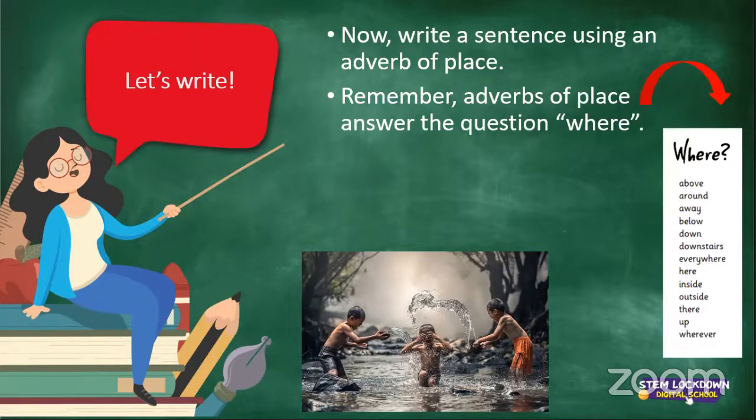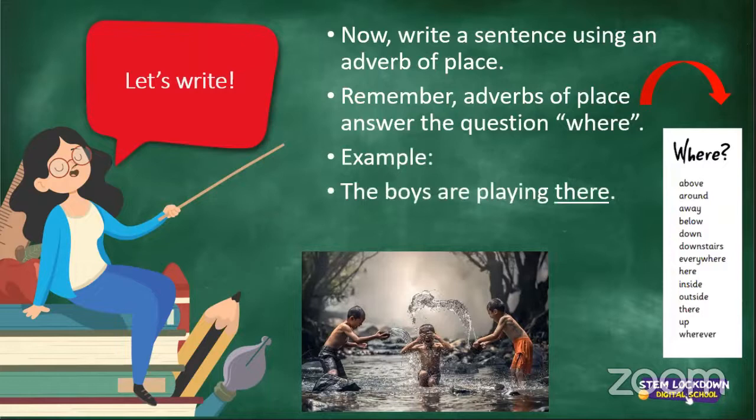Here are some adverbs of place that you can use: above, around, away, below, down, downstairs, everywhere, here, inside, outside, there, up, or wherever. I'm going to give you the example that I use, and then I want to see your sentences. I said the boys are playing there. Now you quickly make a sentence for me with the boys are playing, and then you tell me where.